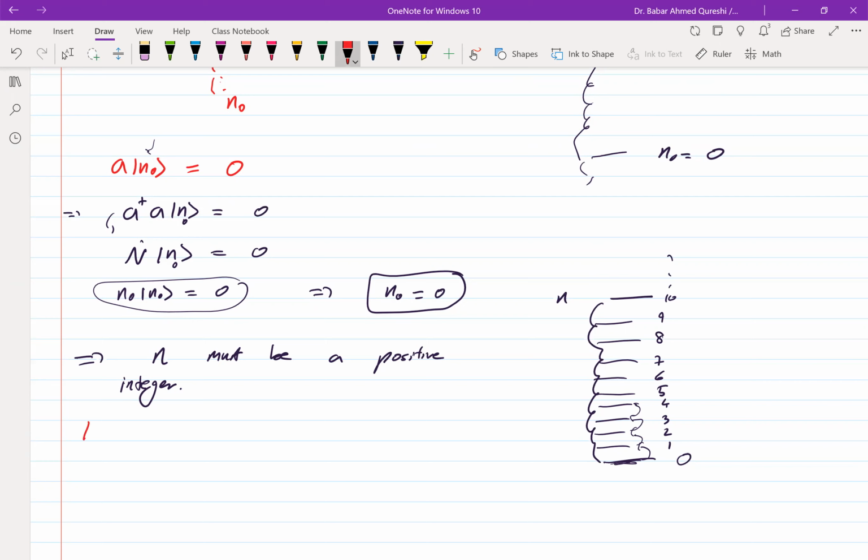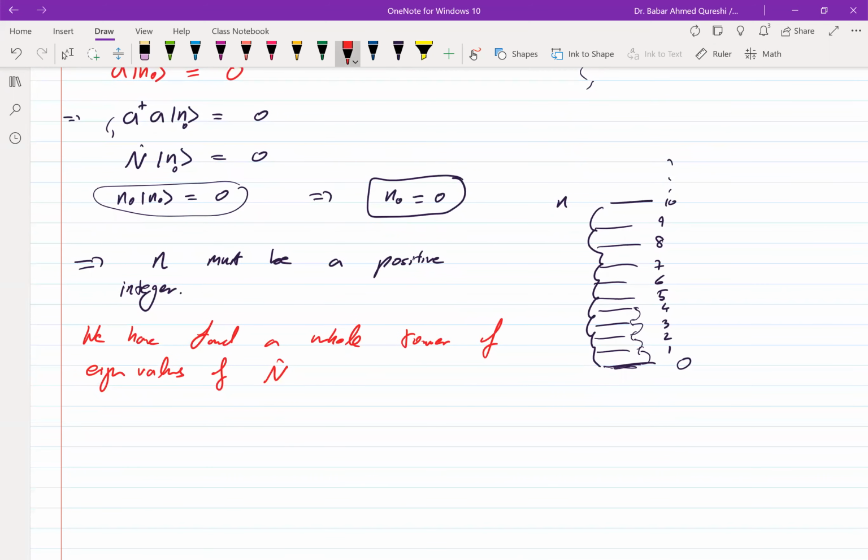So we have found a whole tower of eigenvalues of the number operator, which starts from 0 and goes up in integer steps all the way to infinity.